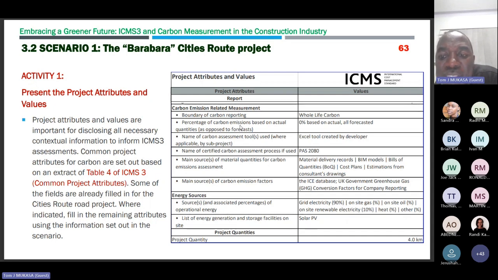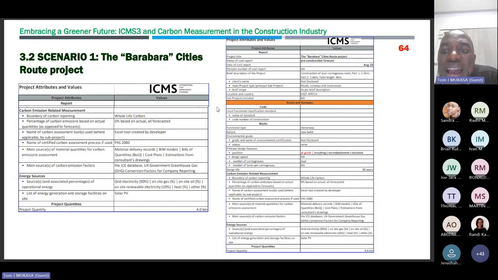The standard I'm referring to, there are so many standards, but it is PAS 2080, a publicly available standard. The main sources are material delivery codes, B models. All those you're able to input in the project attributes table using ICMS. This is an expanded table of the project attributes. It prompts you to specify all the circumstances under your design, and therefore people are able to understand the circumstances of your project. That is the purpose.